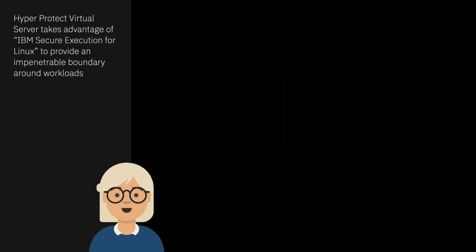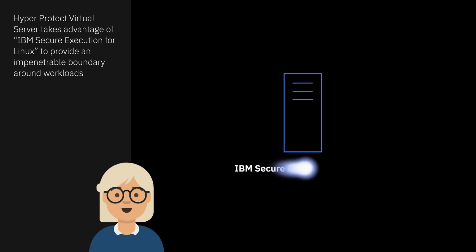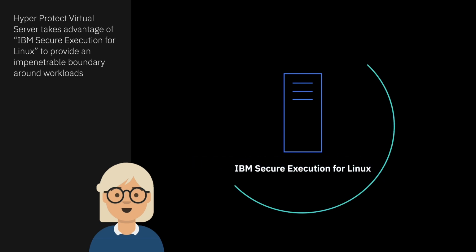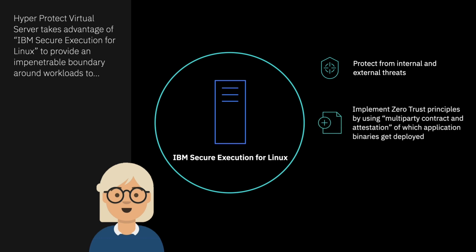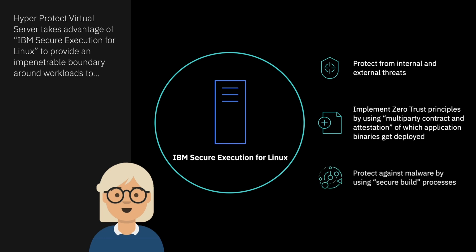IBM Cloud HyperProtect virtual servers take advantage of IBM Secure Execution for Linux to provide an impenetrable boundary around workloads to protect from internal and external threats, implement zero trust principles by using multi-party contract and attestation of which application binaries get deployed, and protect against malware by using secure build processes.